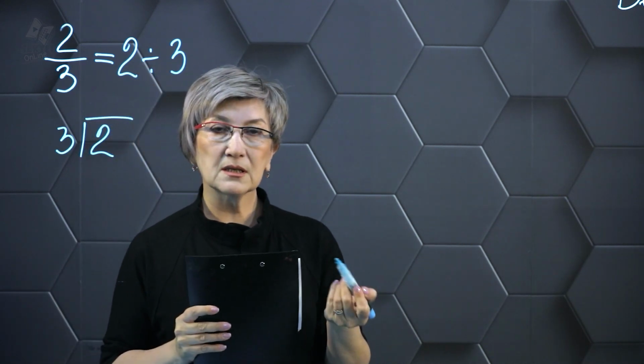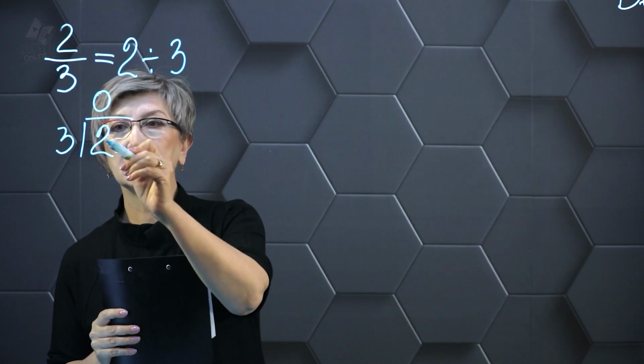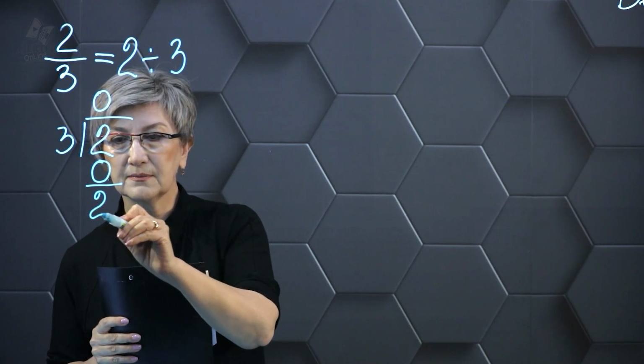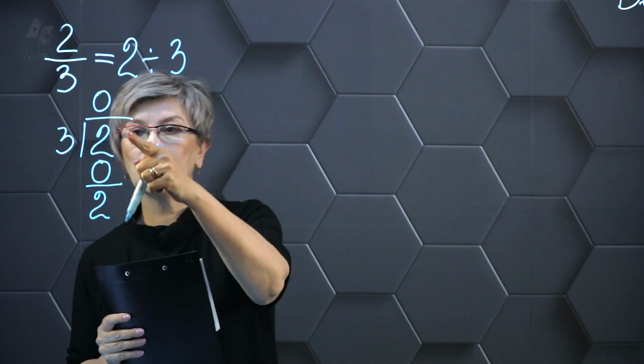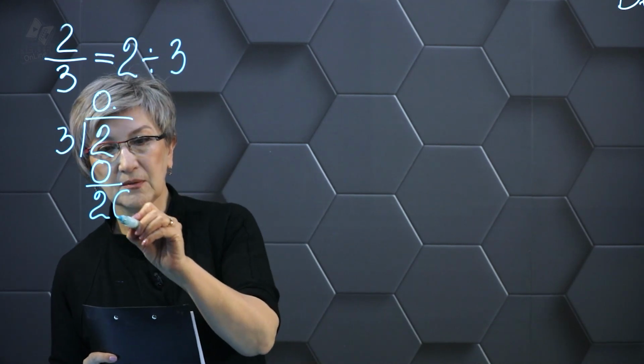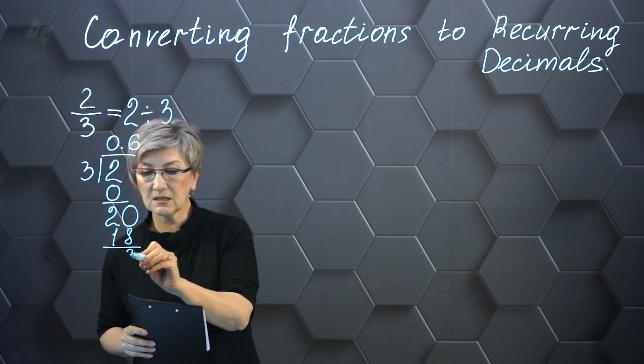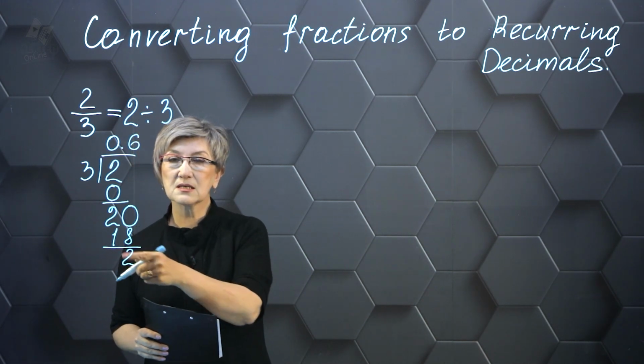We can't divide 2 by 3, so we write 0. 0 times 3 is 0. 2 minus 0 is 2. Next, we don't have any digits written down that we can omit for division. So therefore, we put a decimal point, add a 0, and divide 20 by 3. We need to take 6 each. 6 times 3 is 18. 20 minus 18 is 2. That leaves a remainder of 2.